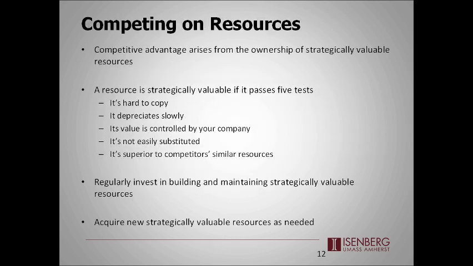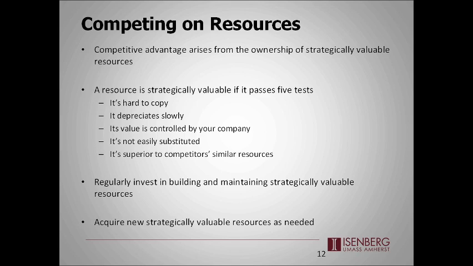The second article, Competing on Resources, makes the case that a firm's resource base, not just its position in an industry, is a potential source of competitive advantage. And a resource can be a source of advantage if it passes 5 tests. If it's hard to copy, for example, because it's physically unique or if it's been built up over time, such as the Gerber brand for baby food. If it depreciates slowly, Disney has a very strong brand that has not diminished significantly over time.